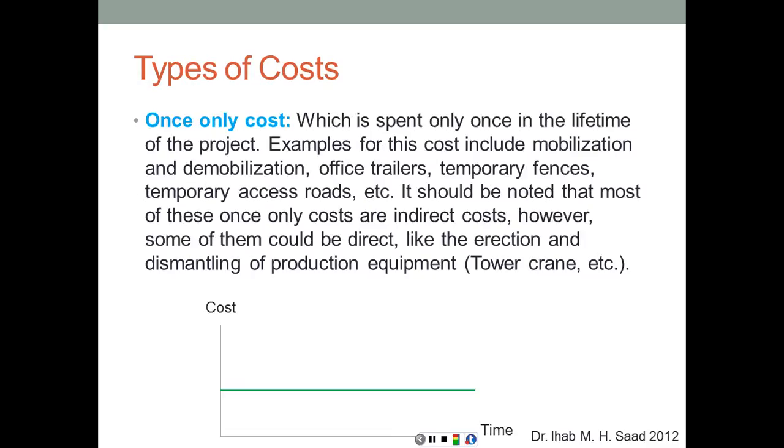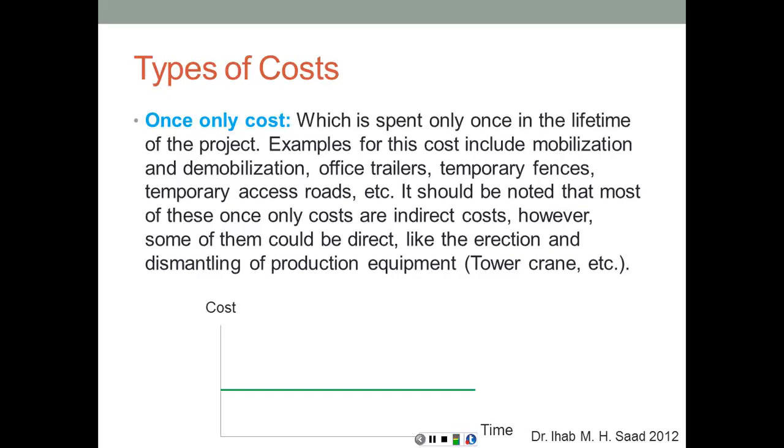That's one classification. Let's look at the other classification, which is the cost behavior with time. Under that classification, the first type is what we call the once-only cost. Once-only cost means that it's going to be spent only once in the lifetime of the project, either at the beginning or at the end, or somewhere in between. So for example, if we're going to have to pave a temporary access road to the site, to ease the access of the equipment and the materials to the construction site, this is a once-only cost. If you're going to have to build a temporary fence around the site at the very beginning for security purposes, then this is a once-only cost.